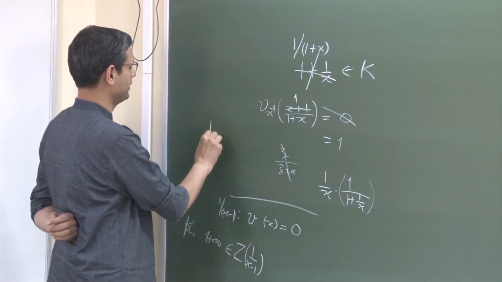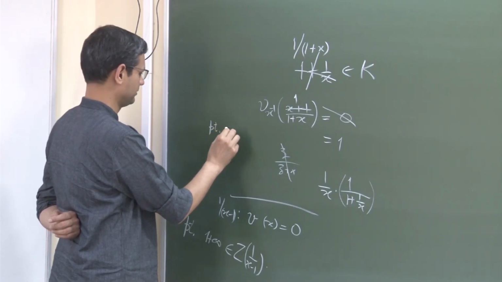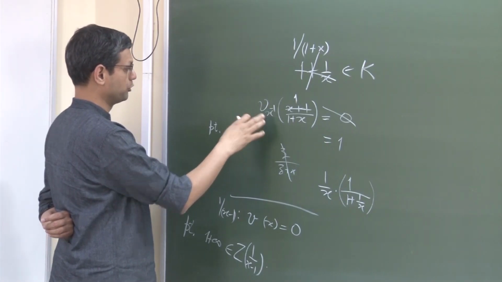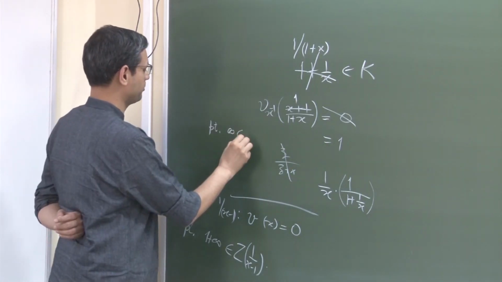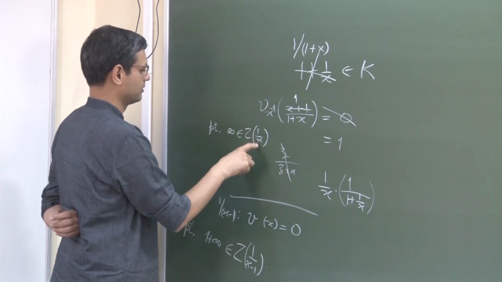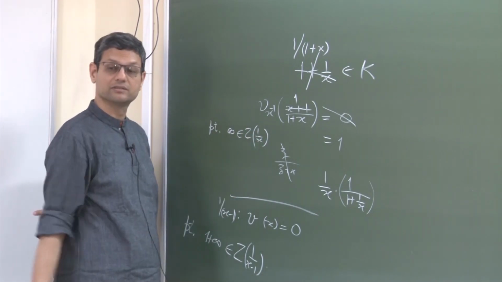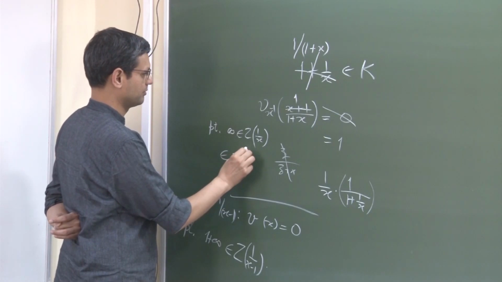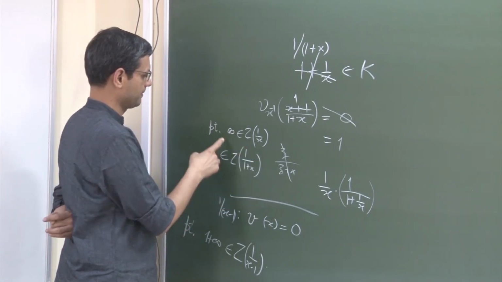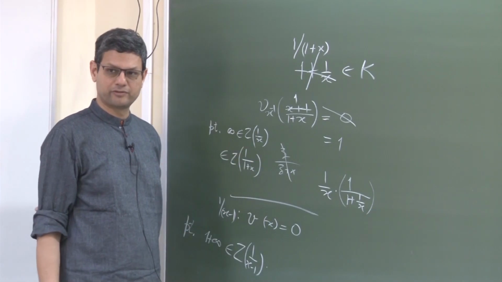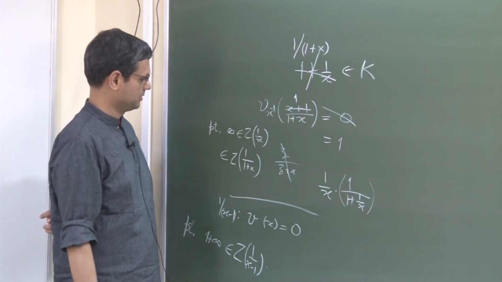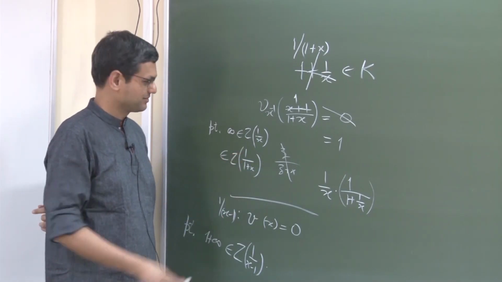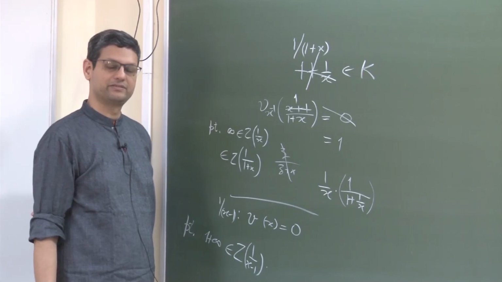While here the point was infinity, because this is 1 over x, so infinity is a 0 of this 1 over x, right? And it is also a 0 of 1 over 1 plus x, because 1 over 1 plus infinity will also vanish. So clearly the valuation of this function should be at least 1. And then for algebraic reasons it will be exactly 1.